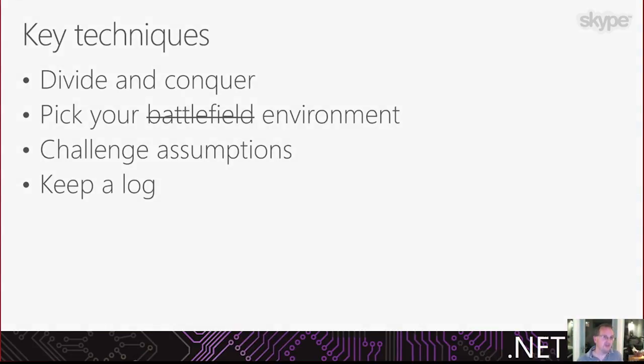The 4 things that I want you to really take away today. Firstly, divide and conquer. We're going to look at each of these in more detail. So divide and conquer is about reducing the size of the code base that you're looking at when you're trying to solve a problem. Picking your environment is all about making sure that you're not making your life harder for yourself by twisting yourself in knots while you're trying to explore what's wrong.